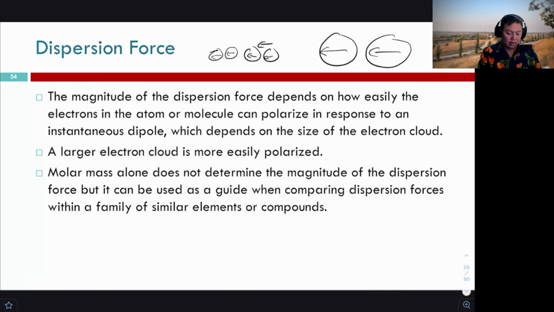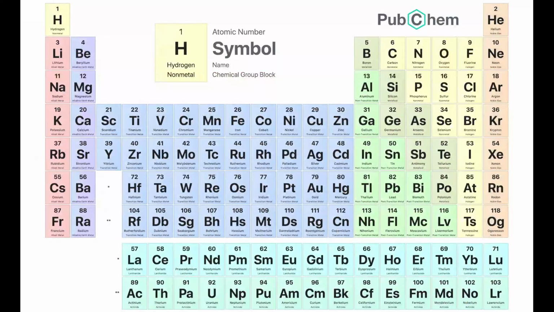Similarly, if you have a large electron cloud, that atom, or molecule for that matter, is more easily polarized. This goes back to when we were talking about trends in the periodic table. I always hate that I can't point on this thing, but if we're looking at this periodic table, remember that the top right of the periodic table is the smallest, so fluorine is actually the smallest atom.